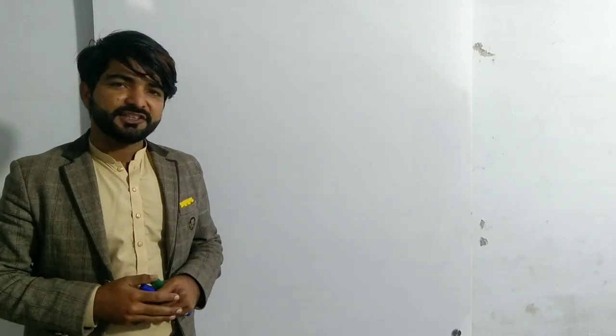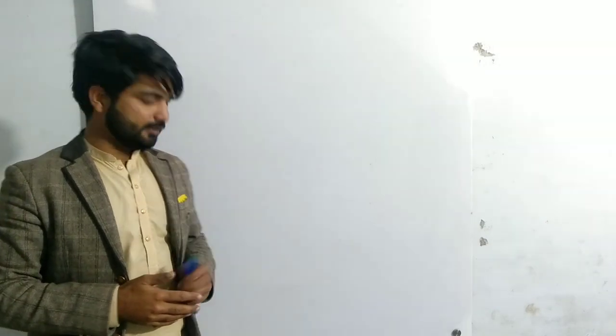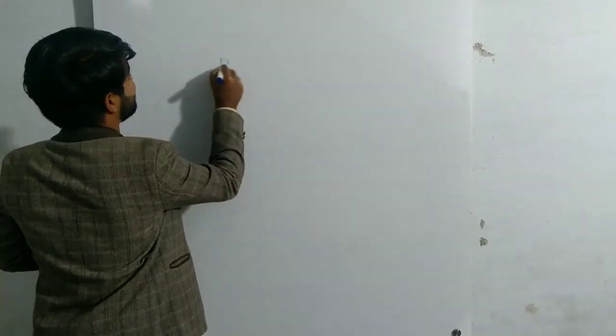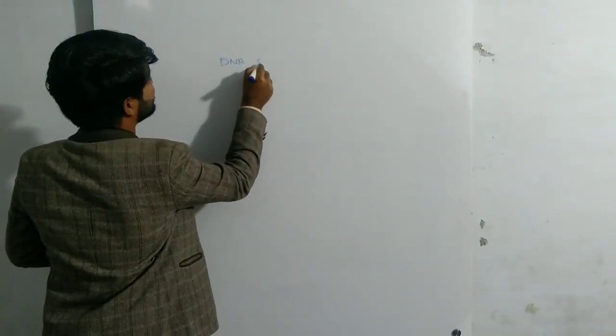Today we are going to discuss the DNA double helical model that was proposed by Francis Crick and Watson. So we are going to look at the DNA structure.